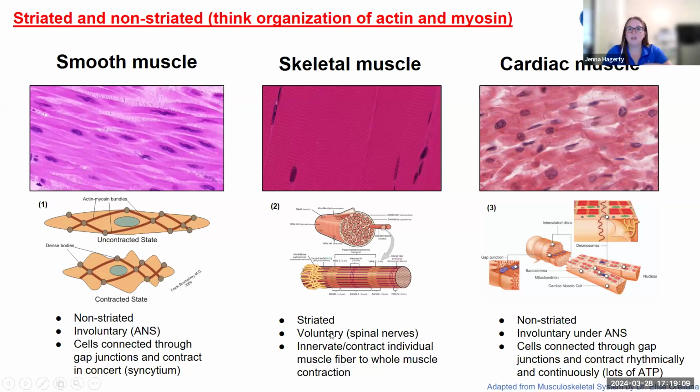In skeletal muscle, we can actually contract one little muscle fiber or a whole muscle itself, if you think back to how muscle is organized. And for cardiac muscle, kind of like smooth muscle, these cells are all connected through intercalated discs and gap junctions, but this is more of a rhythmic control, and it's also continuous. I wanted to mention there's lots of ATP, so that means it has lots of mitochondria, so our heart can continuously pump.